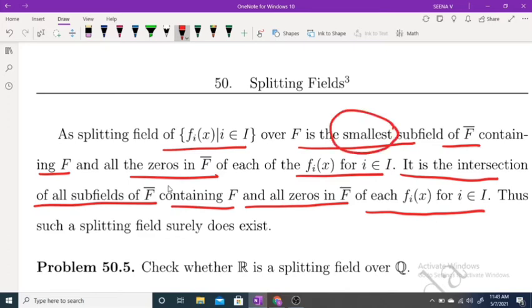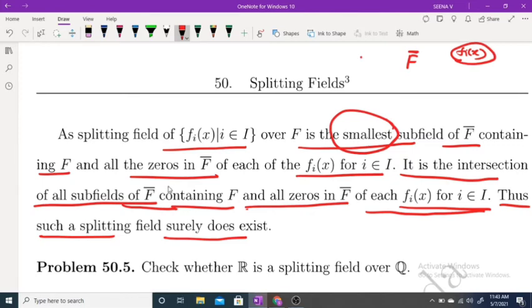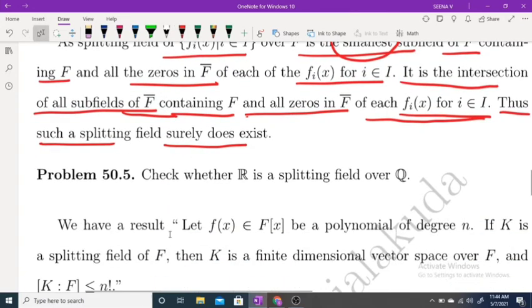As it is the smallest subfield, it is actually the intersection of all subfields of F closure containing F and all the zeros in F closure of each of the f_i, i belongs to I. Thus such a splitting field surely exists. Clearly there exists a subfield of F closure which contains F and all the zeros of each f_i. If you consider the intersection of all these subfields, then we get a smallest subfield. Therefore, a splitting field exists.